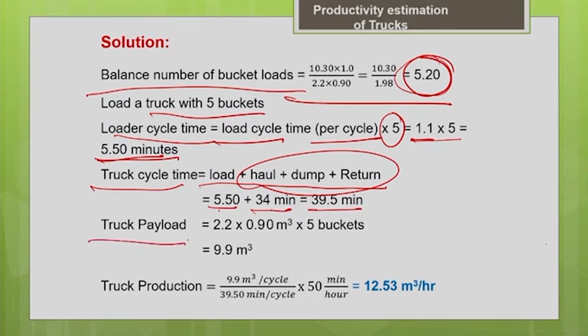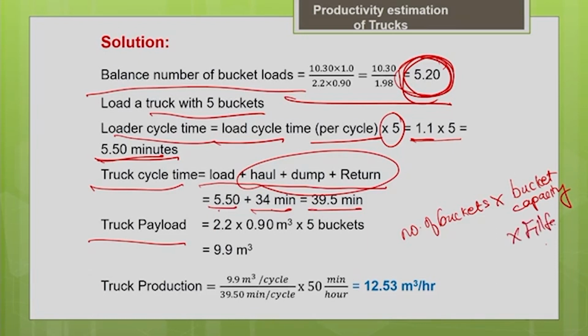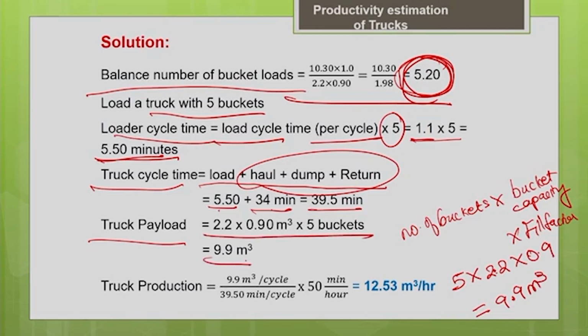Now, I need to find the truck payload. So, here you know that I am not going to load the truck to its full capacity because I am rounding the bucket loads to lesser than the balance number. So, the truck payload will be equal to your number of buckets into bucket capacity, rated bucket capacity multiplied by the fill factor. So, number of buckets, balance number we have taken is 5, bucket capacity is given to you as 2.2 meter cube, fill factor is 0.9. If you multiply, you will get the answer as 9.9 meter cube. Okay, that is what is given here, 9.9 meter cube.